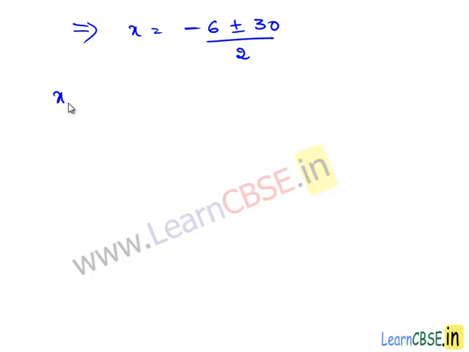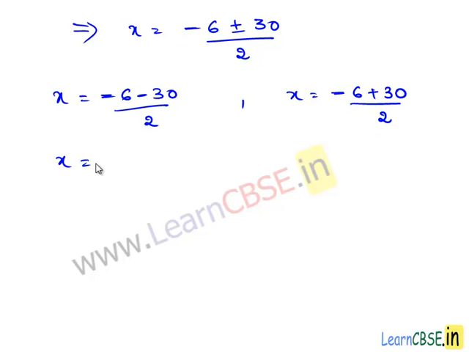So x has two values. x is equal to minus 6 minus 30 divided by 2, comma x is equal to minus 6 plus 30 divided by 2. So x is equal to minus 36 divided by 2, which is minus 18, comma x is equal to 24 divided by 2, which is equal to 12.